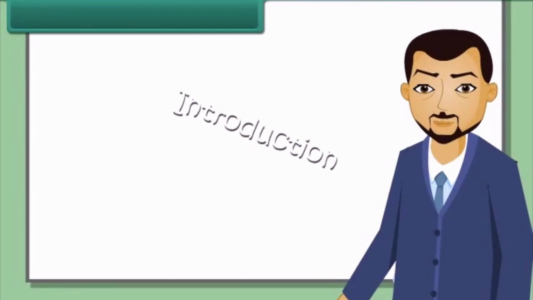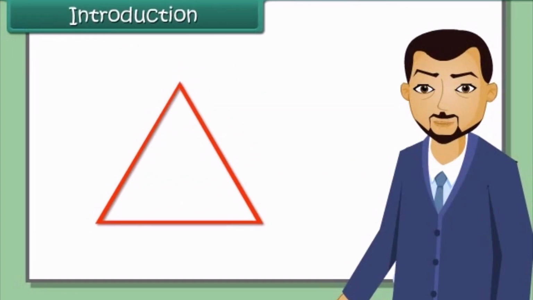Introduction. We have seen that a triangle has 6 parts, 3 sides and 3 angles. But to construct a triangle, you need to know only 3 parts. So we can construct a triangle using the SAS, ASA, SSS and RHS axioms.